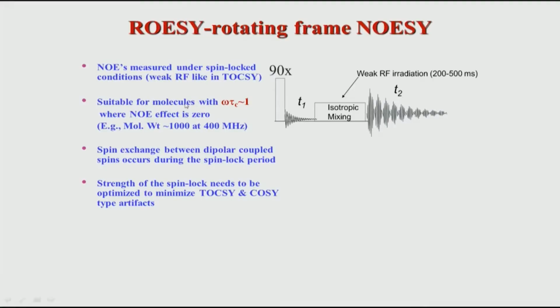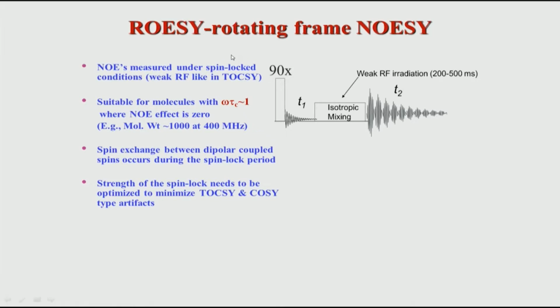So, as you can see in this slide, 2D ROSY means rotating frame NOESY. The word rotating frame is there: rotating frame Overhauser effect spectroscopy. This is an alternative to the 2D NOESY experiment, so let us see how this works and why it is required.